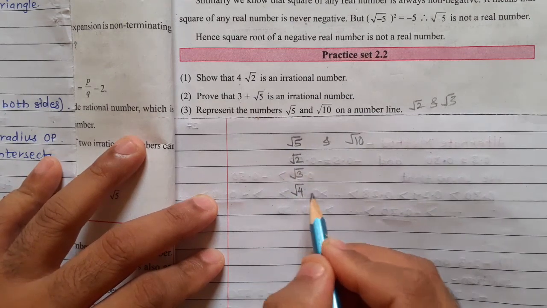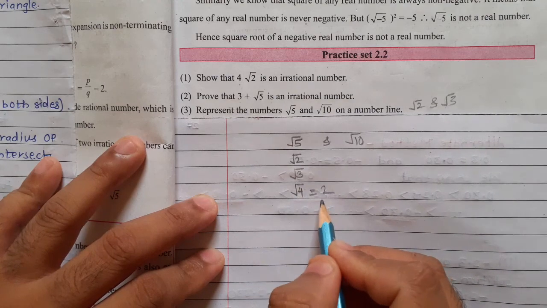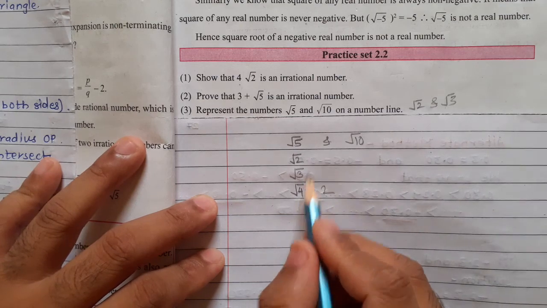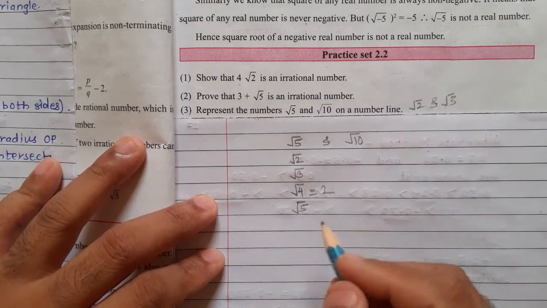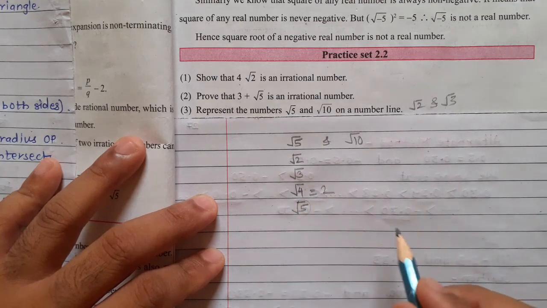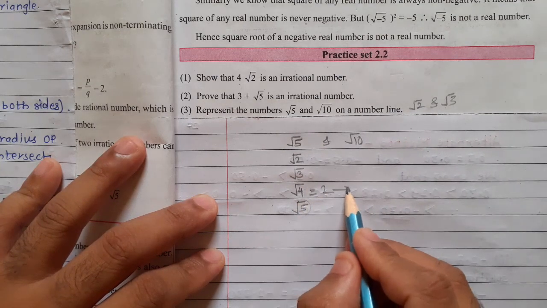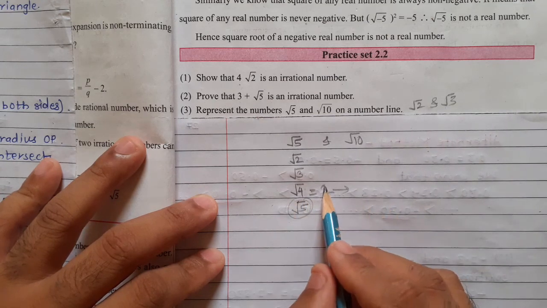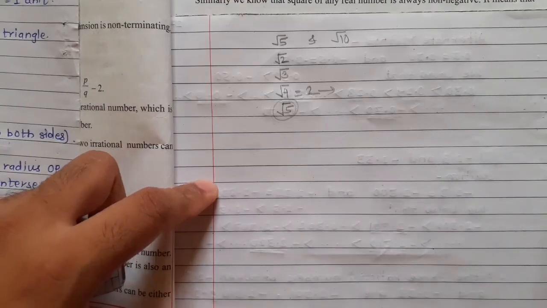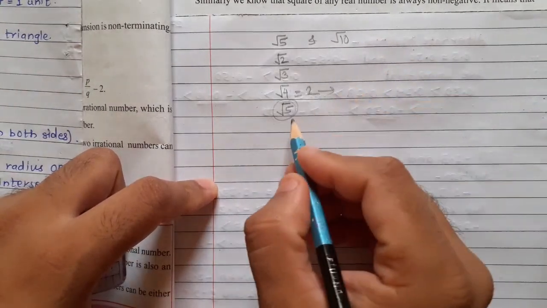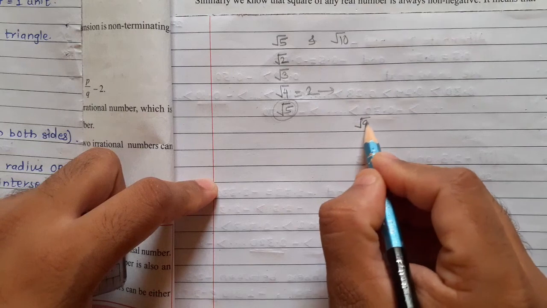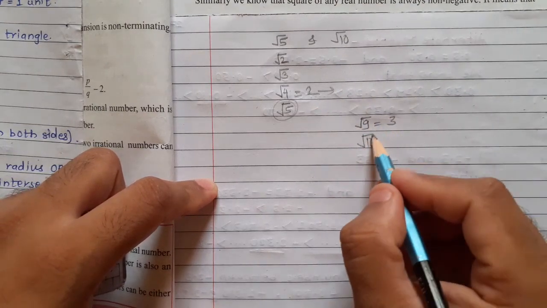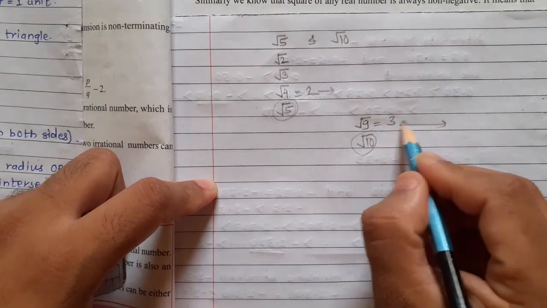And for under root 4, we know that the square root of 4 is 2. That is, under root 4 is equal to 2. And now we have to represent under root 5. That means under root 5 will lie on the number line after this 2. And for under root 10, we know that under root 9 is equal to 3, and then under root 10 will lie on the number line after this 3.